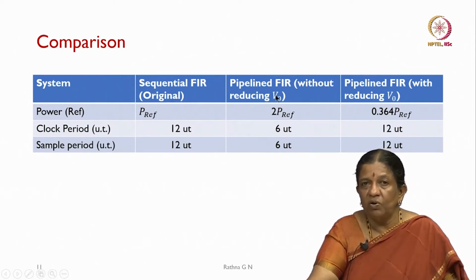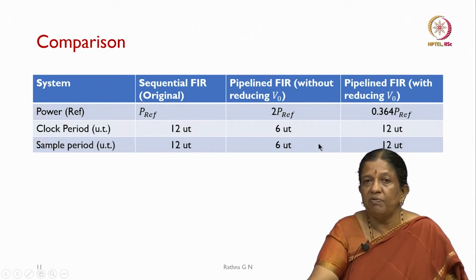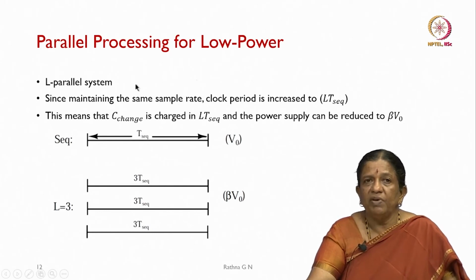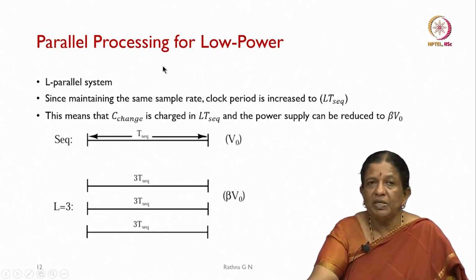whereas that is without reducing the voltage. But if we reduce the voltage, we know that the clock period remains the same as the original, which will have 12 units of time. And the sample period we know is 12 units, and here it becomes 6 units, whereas in the pipeline with reduced power it will still be 12 units. So, we will see how parallel processing achieves low power.